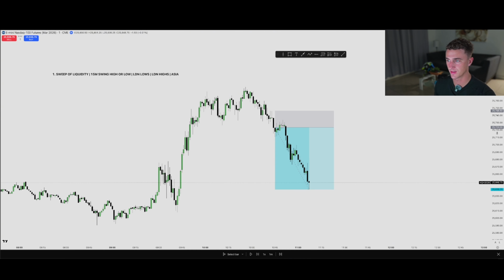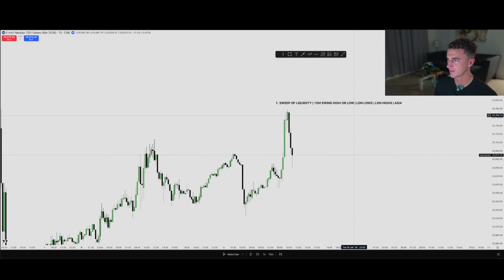So it's even better if we sweep session liquidity like London lows or London highs, or even Asia highs, Asia lows, right? That's 10 times better. So if you don't really know the session timings, London is from 2 a.m. to 5 a.m. New York time. Asia is from 8 p.m. to midnight New York time.